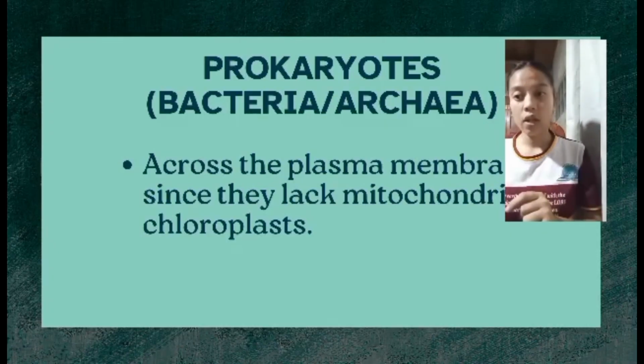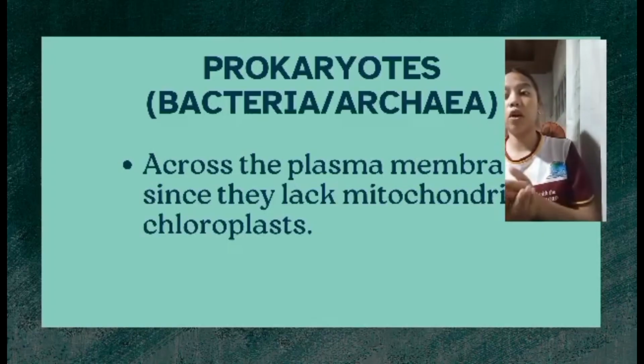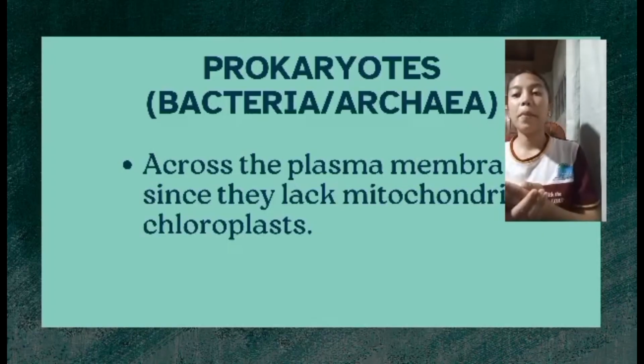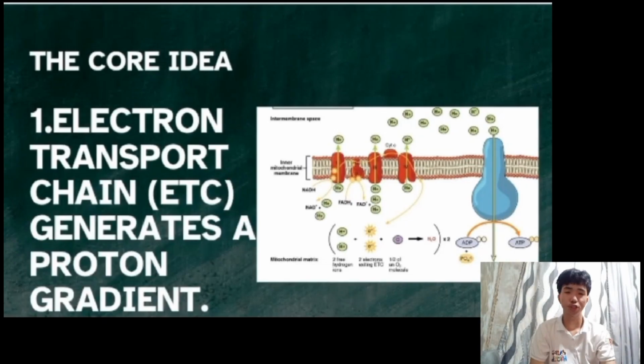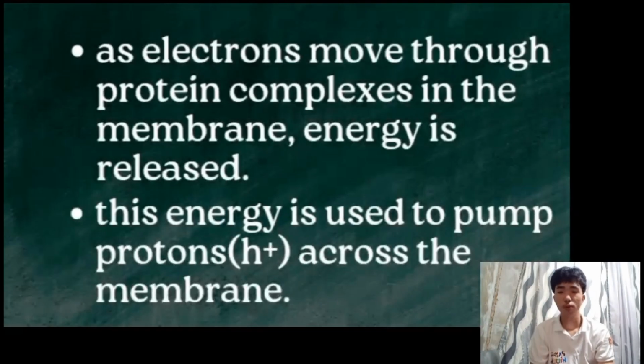So, chemiosmosis in photosynthesis involves using the proton gradient formed by the light-driven electron transport to make ATP in chloroplast. The electron transport chain, or ETC, generates a proton gradient. As electrons move through protein complexes in the membrane, energy is released.